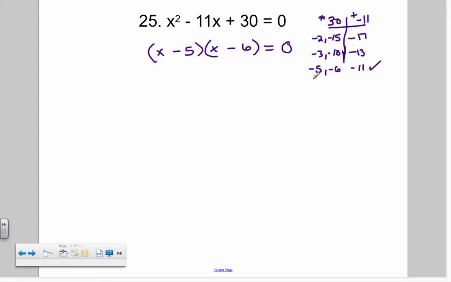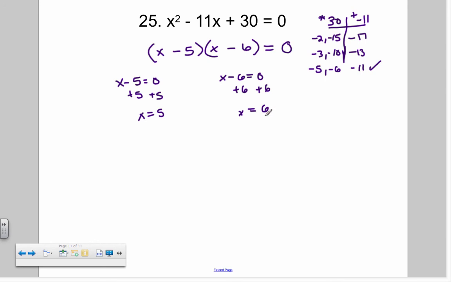Now that I've factored it, I can solve for 0. I'm going to solve each individually for 0, because if they multiply to give us 0, then one or the other expression has to be 0. So let's start here. We have x minus 5 equals 0, and then our other possibility would be x minus 6 equals 0. We can add 5 to both sides here and find that x could be a positive 5. Add 6 to both sides here, and we find that x could be a positive 6.